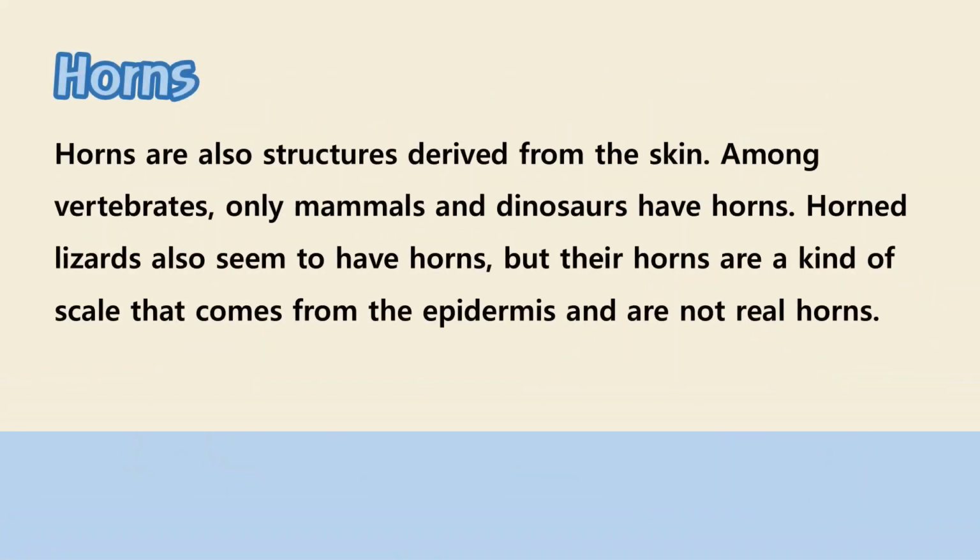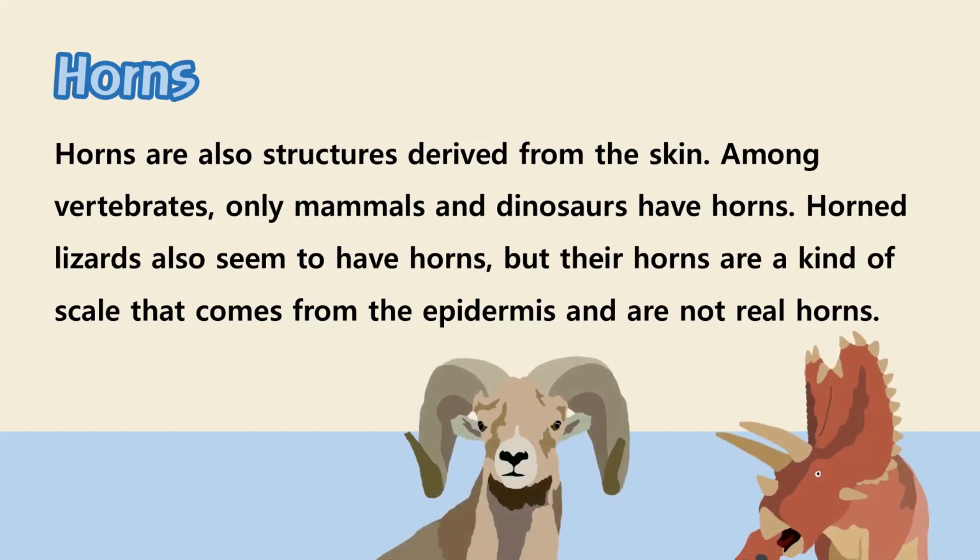Horns are also structures derived from the skin. Among vertebrates, only mammals and dinosaurs have horns. Horned lizards also seem to have horns, but their horns are a kind of scale that comes from the epidermis and are not real horns.